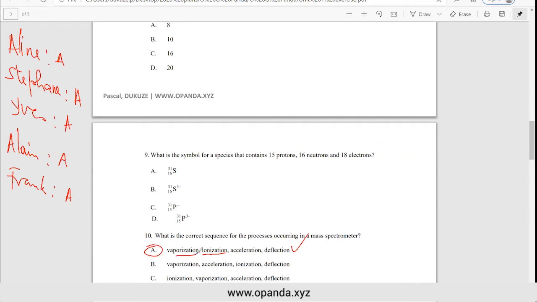The sample is first vaporized, it's ionized, and the positive particles are attracted by a negative potential, which accelerates them to give them the same velocity. And then they go to the magnetic field where they are deflected according to the mass to charge ratio. Okay, so this is the last question. And you can note down the right answer. That is A.